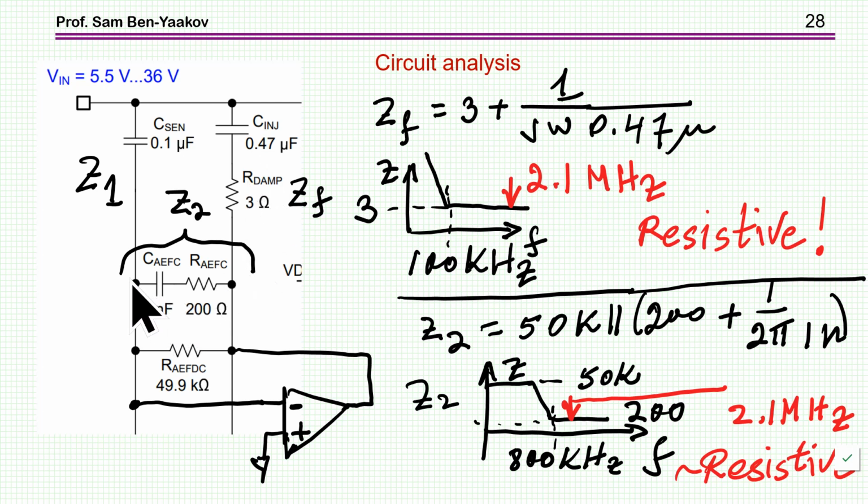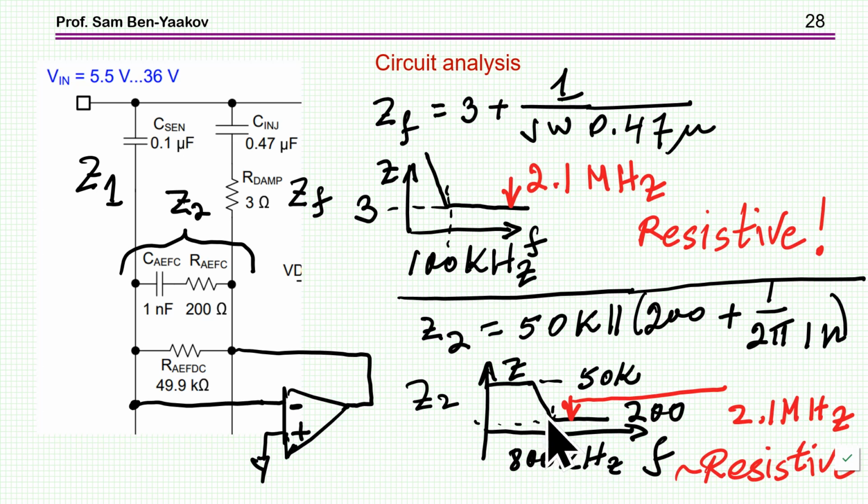Now let's have a look at this impedance. This is the Z2, which determines the gain. It is 50 kilo ohm in parallel to 1 nanofarad, plus 200. Again, at low frequency, it's 50 kilo ohm, which is very high impedance. Then we start to see the 1 nanofarad, and at a given frequency it actually becomes 200 ohm. So here it is: at low frequency 50 kilo ohm, going down, and then 200 ohms.